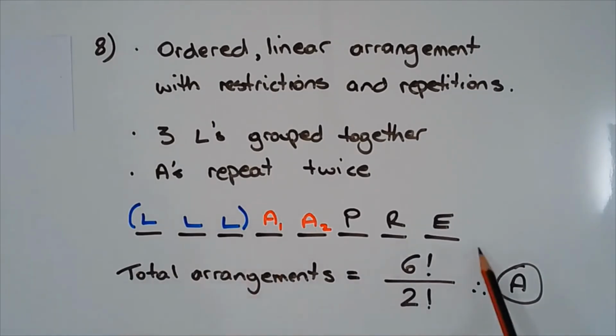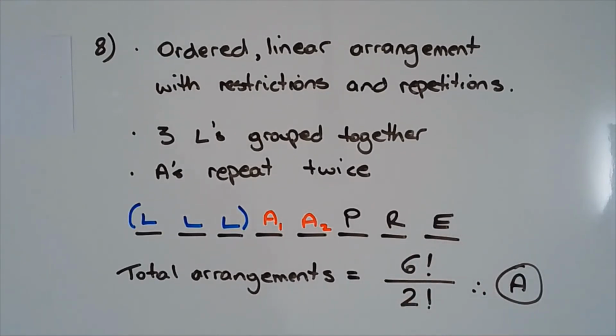Here is a dash diagram that may represent this situation. Firstly, I'll group the 3 L's together. And notice that I've put grouping symbols around the 3 L's. So this will behave as one item. Next, I'll write the 2 A's, and I've given them subscripts, so A1 and A2. And that can be swapped around, but it's still the same arrangement. So that will need to be taken into account. Lastly, the 3 remaining letters that don't repeat, P, R, and E, I've written in last.